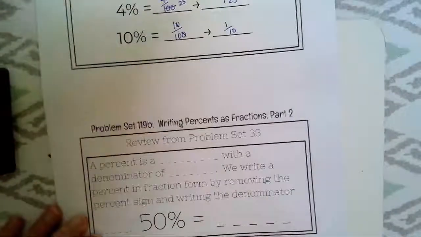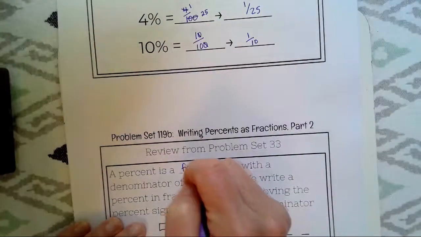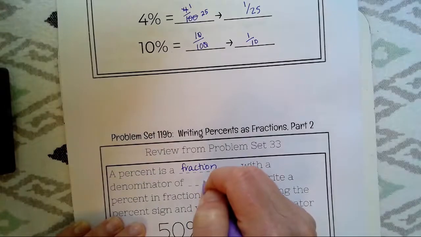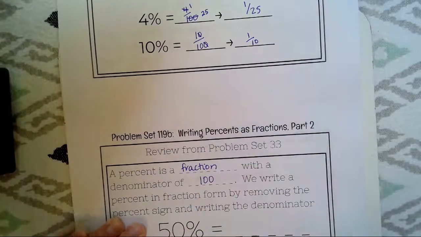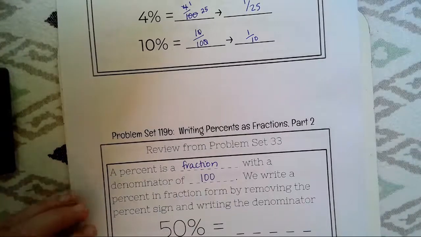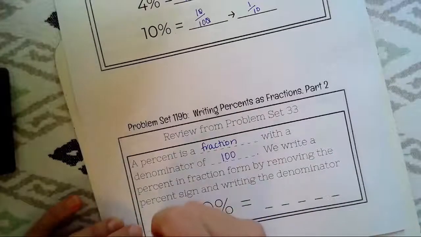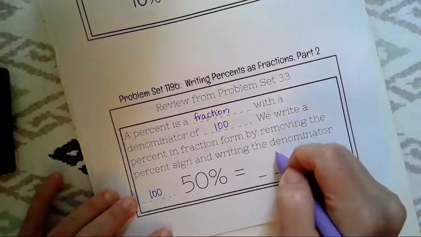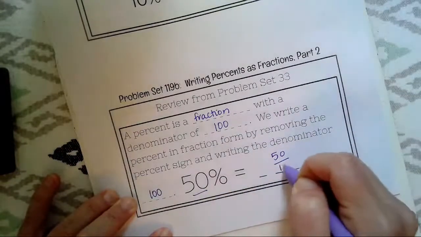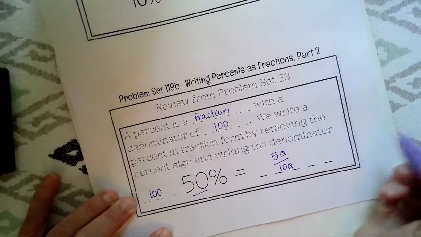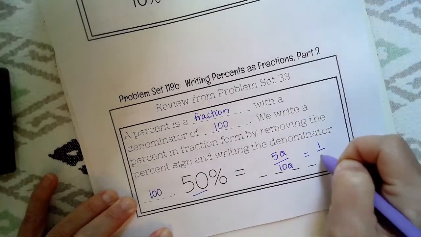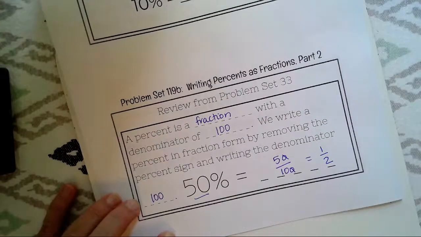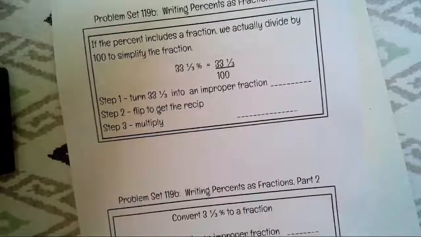Alright, we're blitzing right along. A percent is a fraction. That's what you're going to write in that blank there, with a denominator of what? 100. Right. We write a percent in fraction form by removing the percent sign and writing the denominator 100. So if we took 50%, we just write this number, put it over 100. Then we reduce it down. 50% is going to reduce down to 1/2 as a fraction. The way that they'll word these problems is, convert this percent into a fraction.